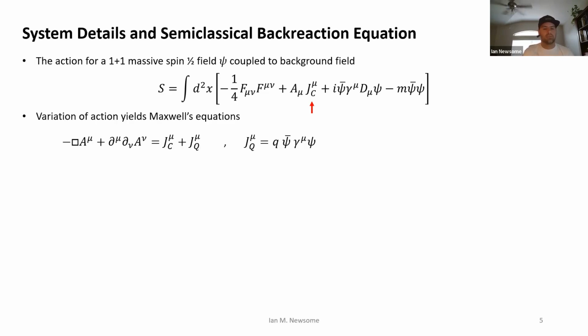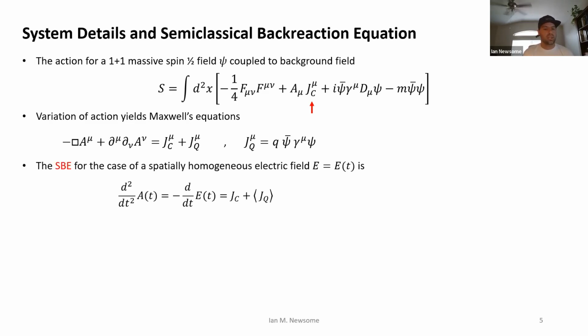So variation of this action with respect to the background field gives Maxwell's equation, with J_Q interpreted as the current density operator associated with spin 1/2 particles. Using the Lorentz gauge, the semiclassical background homogeneous electric field is given by the following, where the J term in Maxwell's equation is replaced by its expectation value for the semiclassical treatment. Now, since this expectation value is from a quantum field operator, it has fluctuations, and the size of these fluctuations will directly affect the validity of the approximation used here.